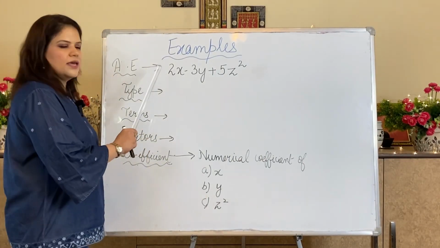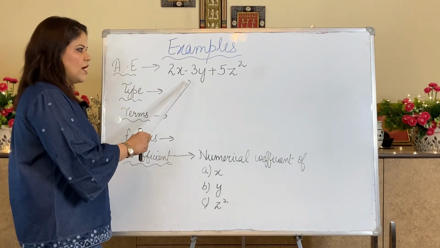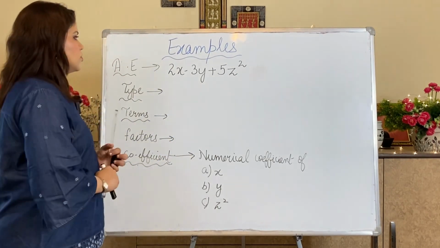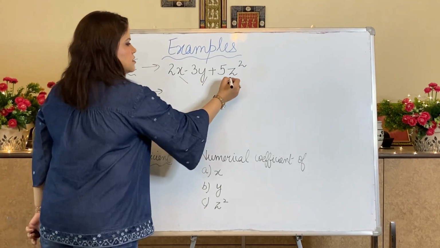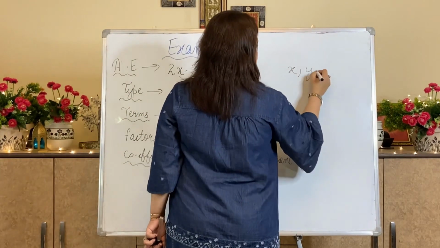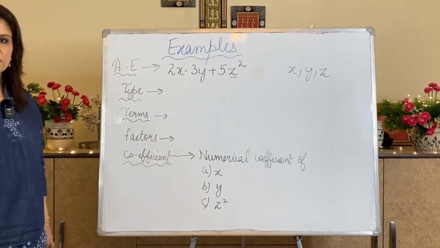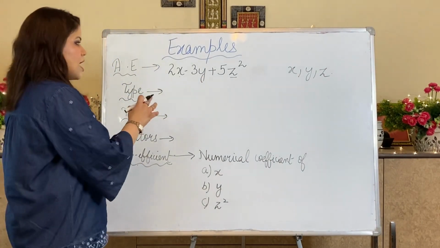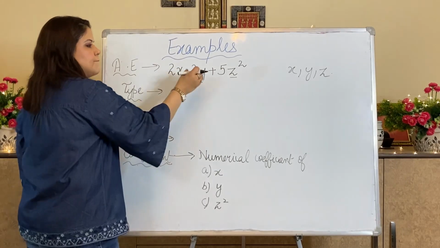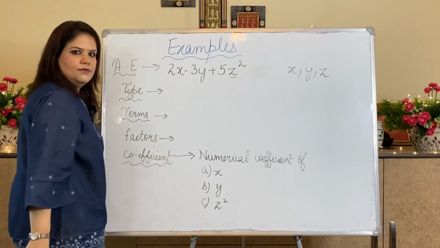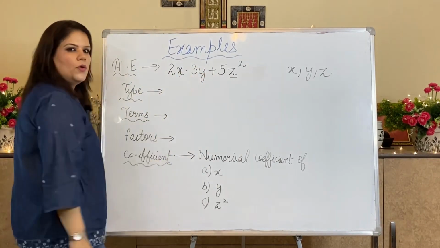Now I am taking the first example by taking the algebraic expression 2x minus 3y plus 5z square. Now this is an algebraic expression which has variables x, y, z are the variables and 2, 3, 5 are the constants, and you can see that it is made up of three terms 2x, minus 3y, 5z square, which are connected to each other using negative and positive sign.